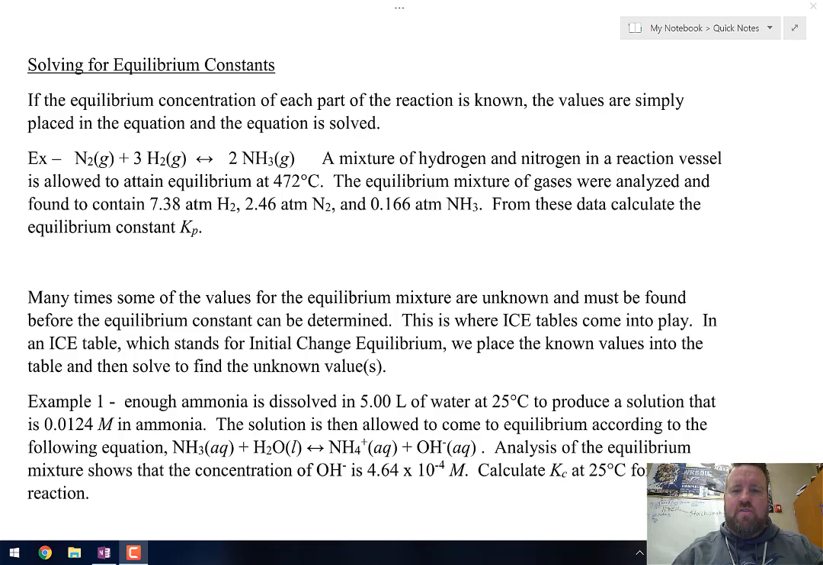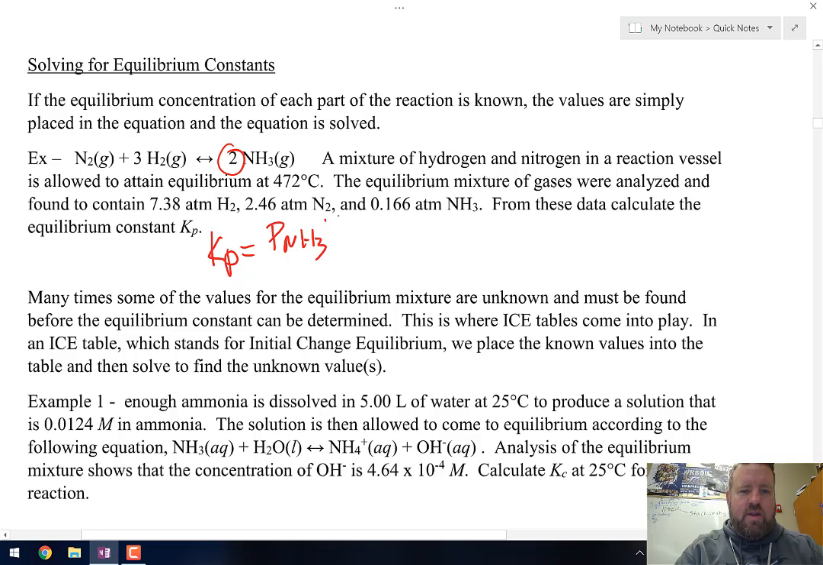Another example of that is you've got nitrogen and hydrogen reacting to make ammonia. It tells us that a mixture of hydrogen and nitrogen in a reaction vessel is allowed to attain equilibrium, and then the equilibrium mixture of the gases was analyzed, and you've got 7.38 atmospheres of hydrogen, 2.46 nitrogen, and 0.166 NH3. From these data, calculate the equilibrium constant Kp.